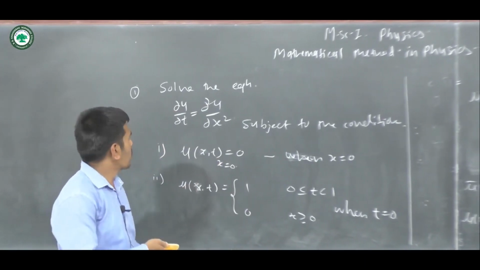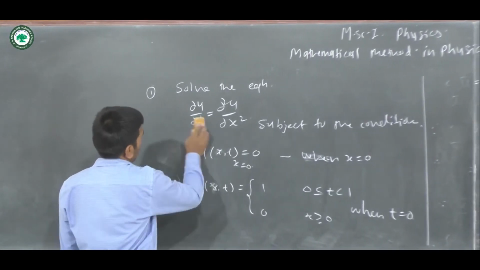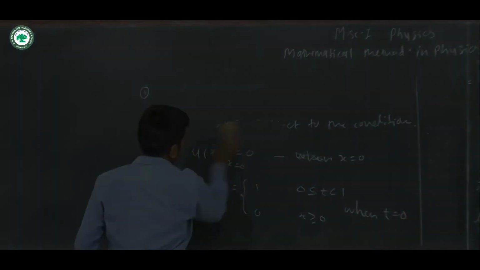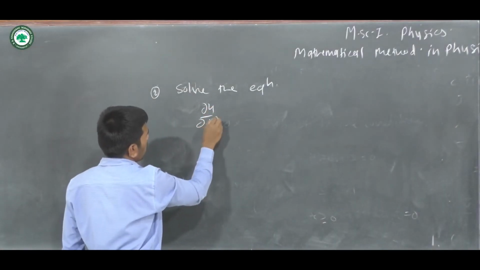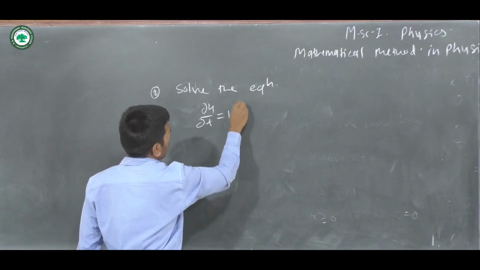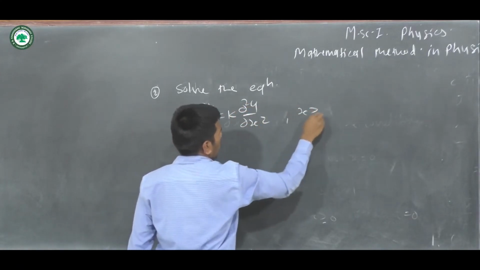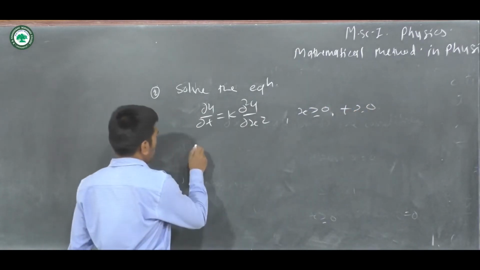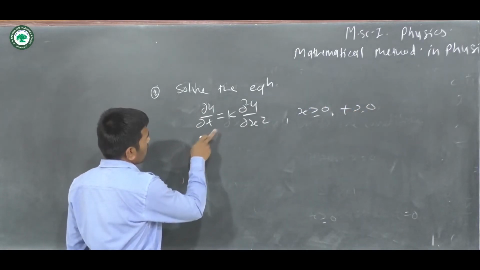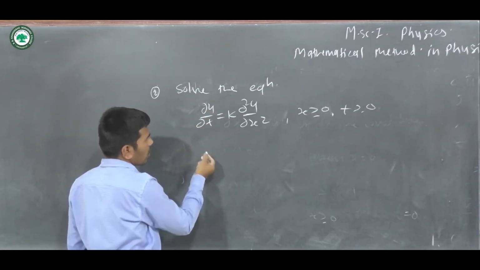Okay, now the second one. Here we applied the sine transformation. Now the next example is for the cosine transformation. Solve the equation du by dou t is equal to k times dou square u by dou x square, where x is positive and t is also positive. Okay, solve the equation subject to the conditions.